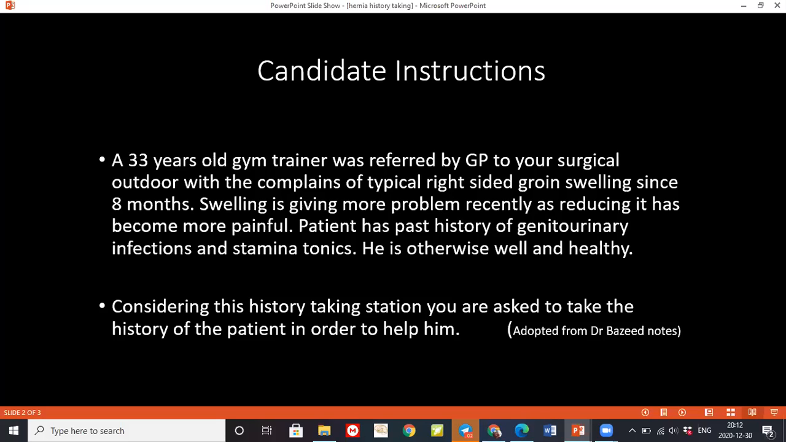Okay. Tell me more about yourself. Any other medical problems? No, actually, I took some injection recently. Recently, I have injection here. After that, I noticed this swelling. Okay, what sort of injection? It's like tonic injections, stamina tonics.